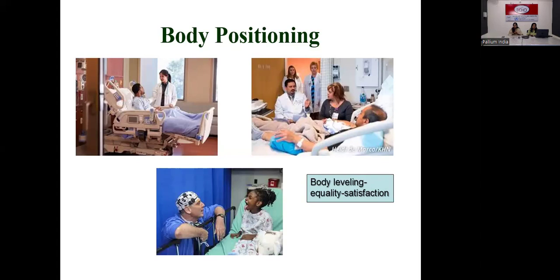So this has to be in our mind, that we don't stand just beside them in a way that makes the patient uncomfortable. Body level, eye contact, eye level is important, even if we are communicating with adults or with children.